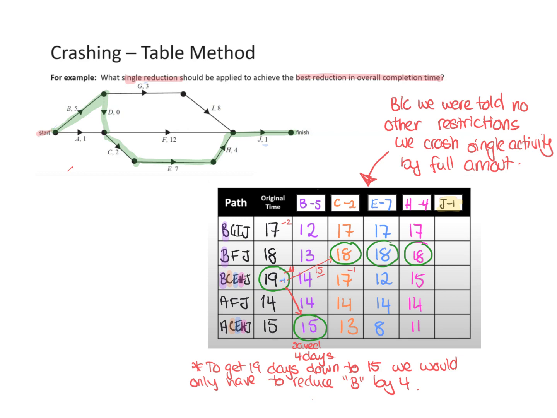All right, so then the last one, J, we're going to minus 1. I just did it in yellow. The J is in all of the paths, so we're going to see them all reduce by 1.